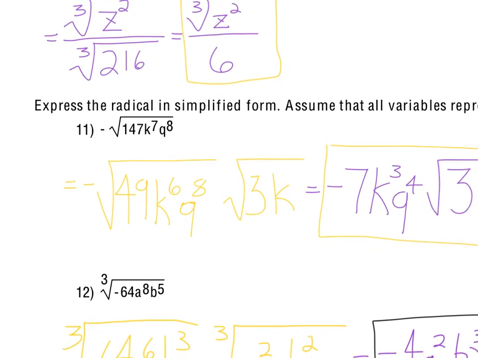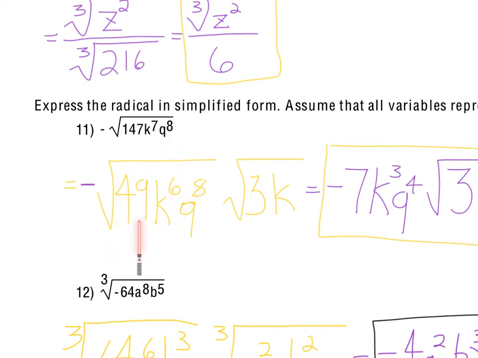Number 11, we want to simplify this radical, so we'd be looking at splitting this up. Again, notice too this negative sign just kind of goes along for the ride for this problem. 147, kind of a tough split, but it does split as 49 and 3. So that's where we get the 49 and 3 from, because that gives you 147. K to the 7th, again we can't square root that, but we can square root k to the 6th. That leaves us a single k over here. And we can square root q to the 8th, so that's why we have all of that here.